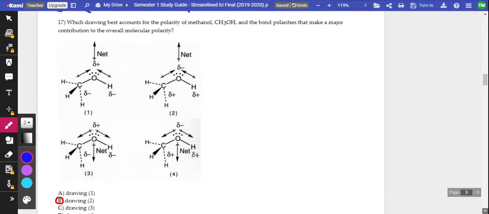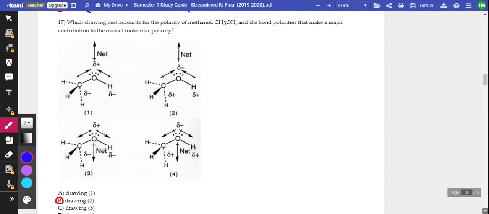Which drawing best accounts for the polarity of methanol, CH3OH, and the bond polarities that make a major contribution to the overall molecular polarity? Well, let's see. All these molecules look basically the same. And we've got an O in there. That's our most electronegative atom. So that's going to be drawing the electrons mostly towards it.